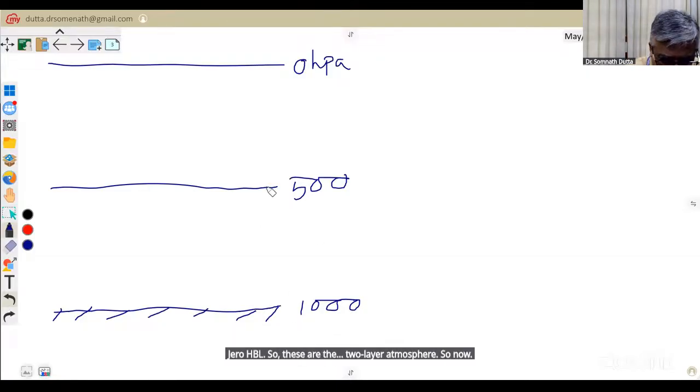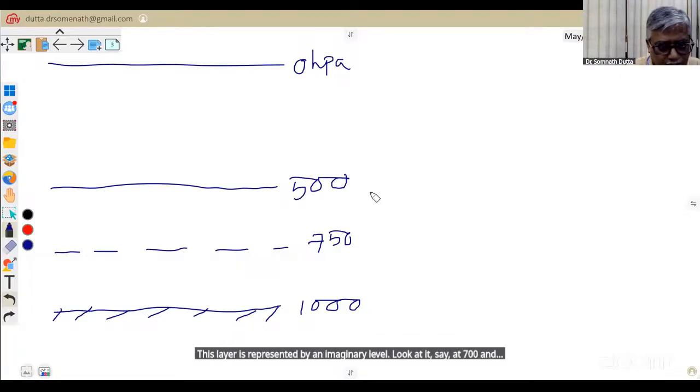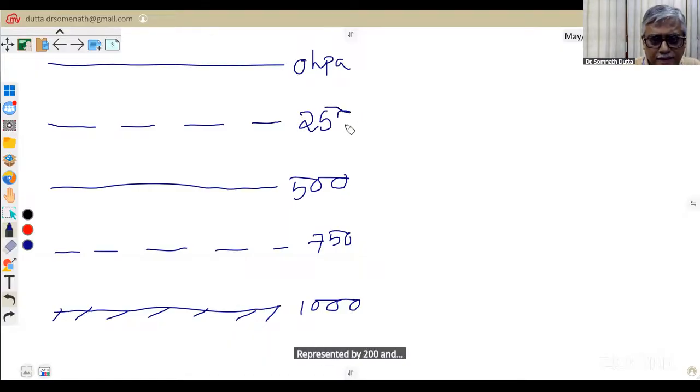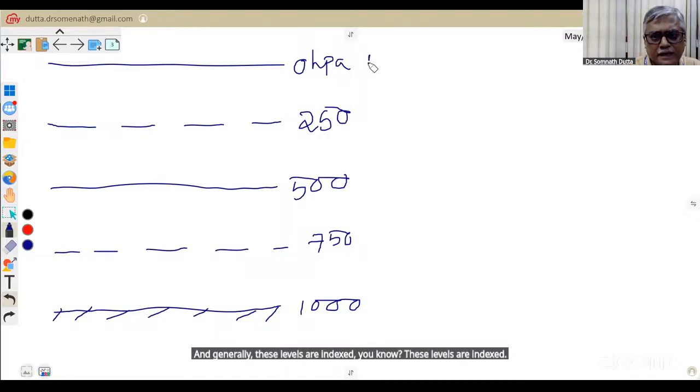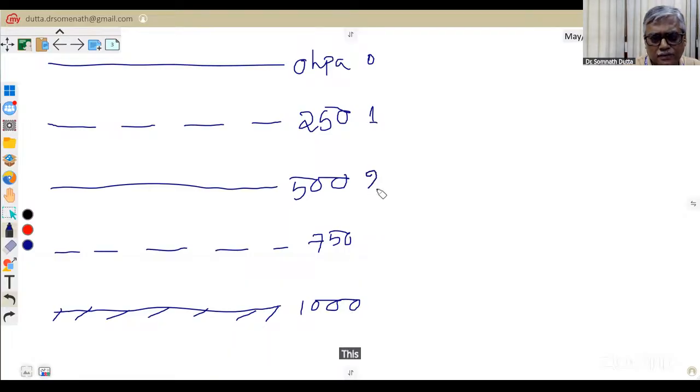So now this layer is represented by an imaginary level located at, say, 750 hPa, and this one is represented by another imaginary level at 250 hPa level. Okay, and generally these levels are indexed. Suppose this is indexed as 0, this is indexed as 1, this is 2, this is 3, and this is 4.